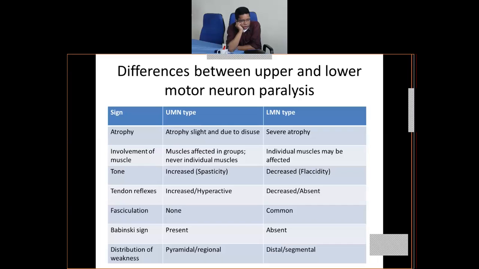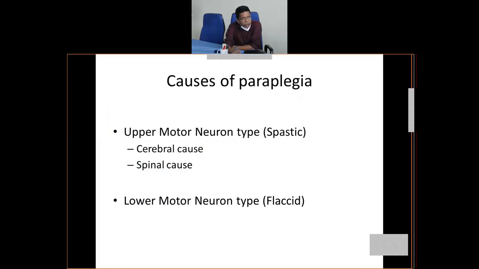And lastly, the anatomical distribution in upper motor neuron lesions is due to pyramidal tract lesions, and in lower motor neuron lesions it is mostly distal or segmental. Okay, so this is how you differentiate upper motor neuron lesions and lower motor neuron lesions. Most important is the Babinski sign, then hyperreflexia, spasticity, and in lower motor neuron lesions, flaccidity, absent reflexes, and fasciculations. Now coming to today's topic of discussion, paraplegia.